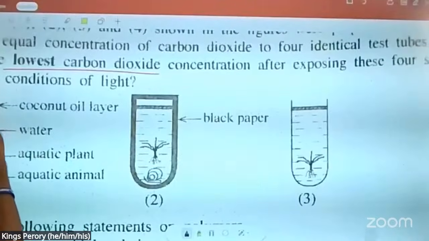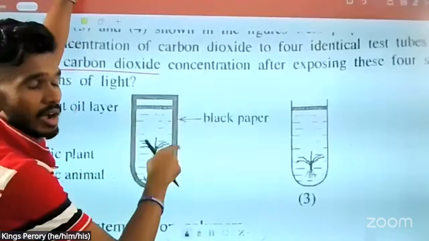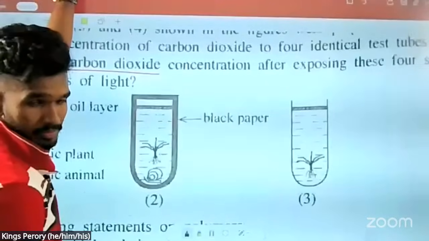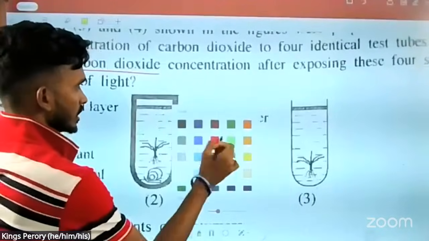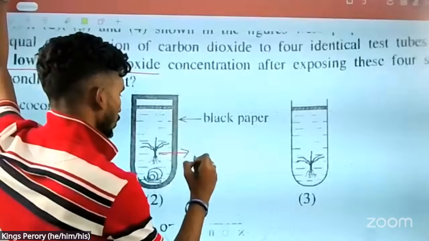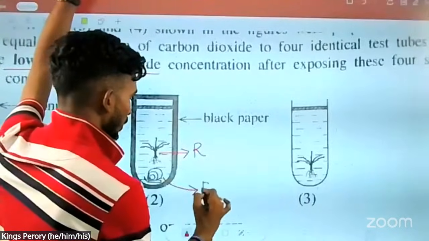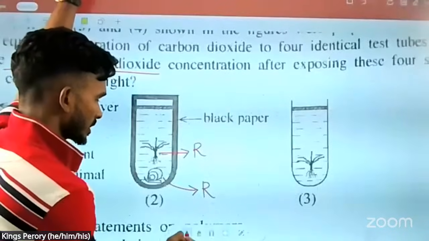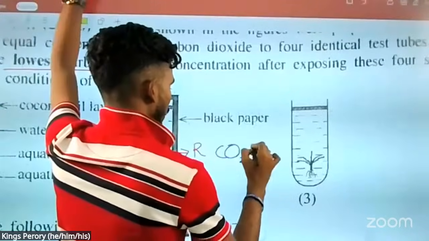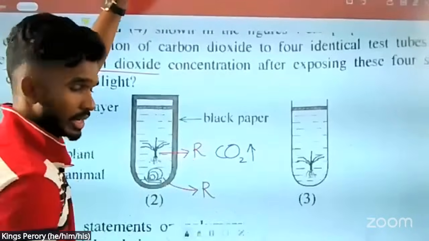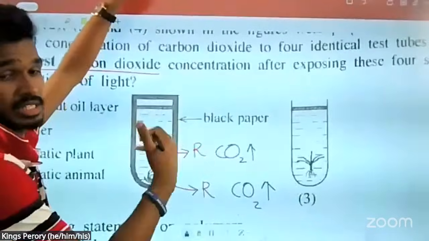Come to this situation. Black paper is there. If black paper is there, can photosynthesis take place? No. No photosynthesis, so the plant will only do respiration. The animal will, however, do respiration. Both the processes release carbon dioxide. Here also carbon dioxide is released, comes out. Both the processes are only releasing, nothing to absorb.